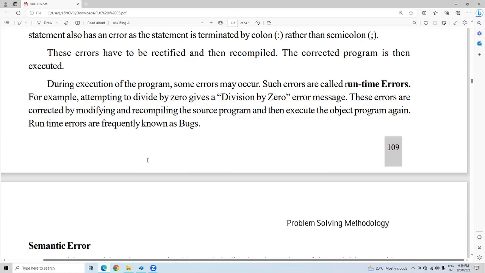These errors are corrected by modifying and recompiling the source program and then executing the object program again. Runtime errors are frequently known as bugs. So this word, bugs, is a quite common, frequently used word in the software development field, right? So these are bugs.